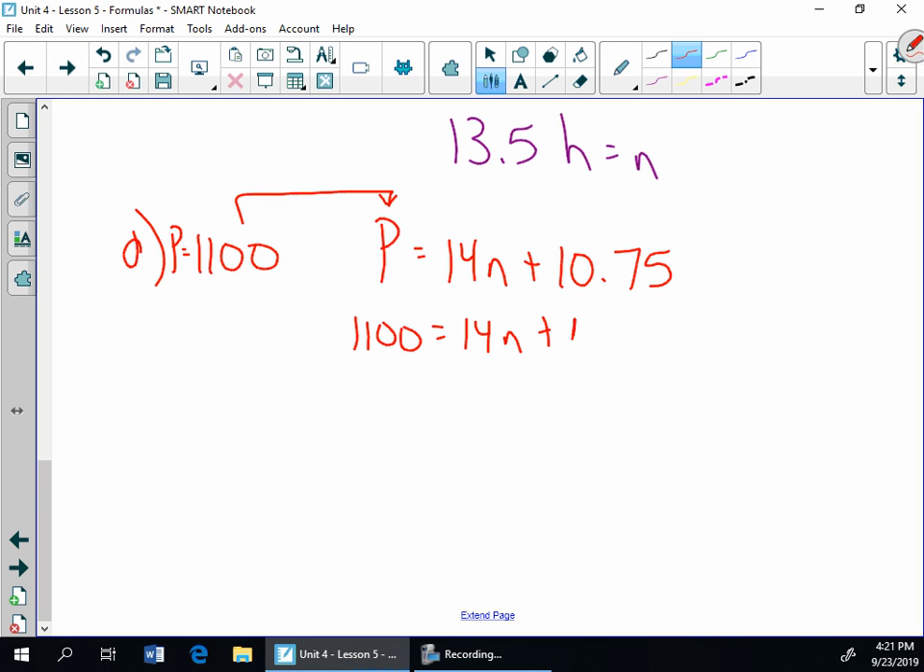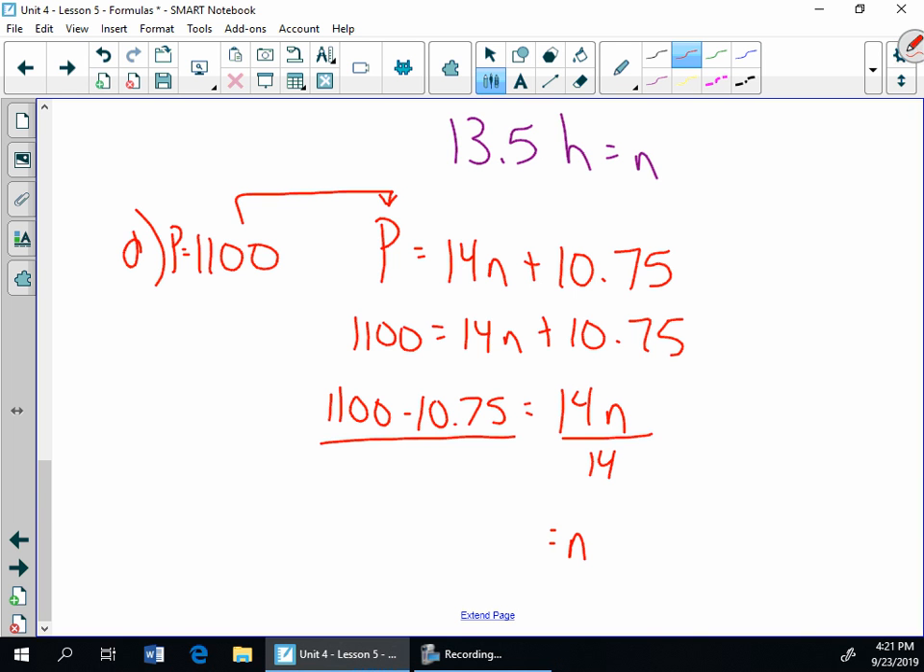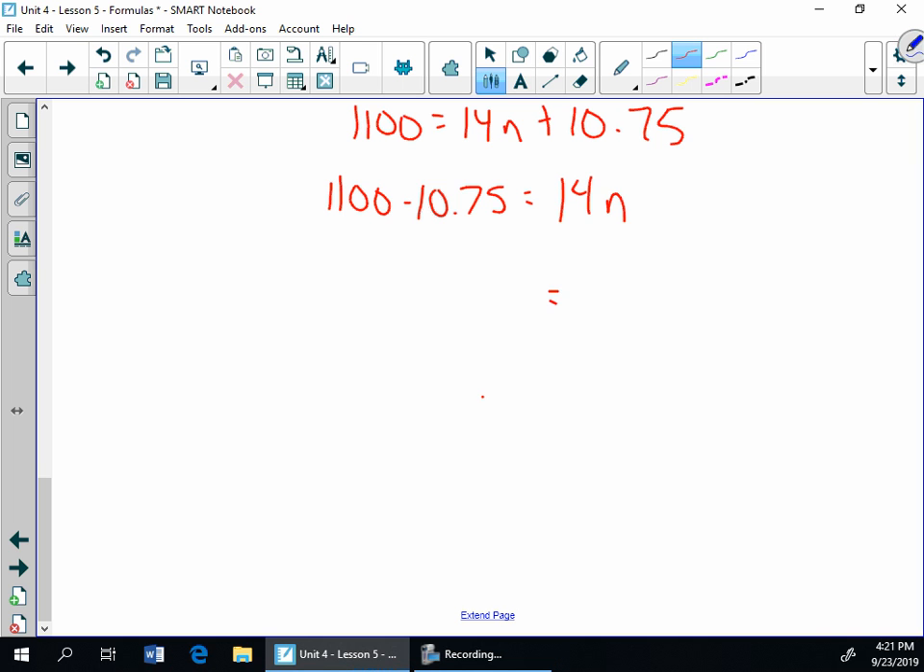I'm going to do the exact same math. Numbers on one side, 1,100 minus 10.75. Letters on the other side. I want to get my letter by itself. Oops, I guess I should subtract that first, shouldn't I? One more step first there. Sorry, guys. Ahead of myself.